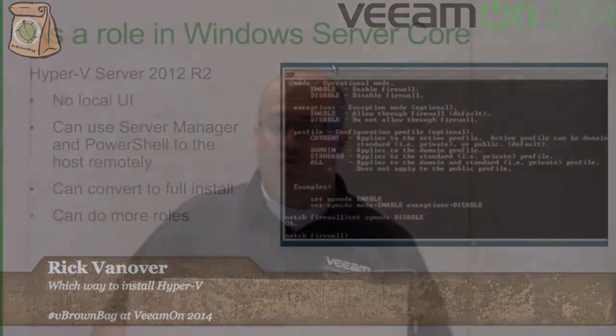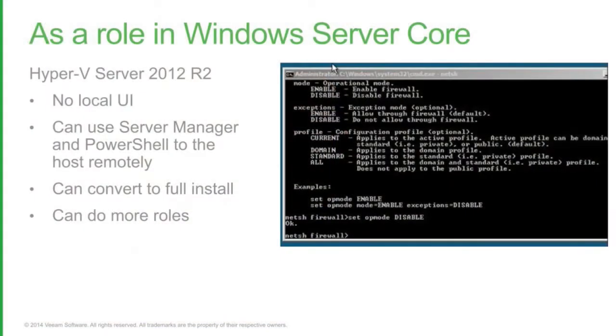So let's take a look at option 2. You can also install Hyper-V as a role in Windows Server Core. Windows Server Core is much like the free Hyper-V Server, except you can add other roles. So you could have a DNS server, you could have print services, you could do Windows Server deduplication, I believe. Maybe not. I'm not sure if that's supported on Core, but you can do other roles. But there's no local UI.